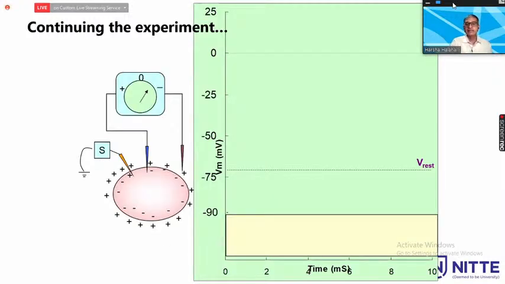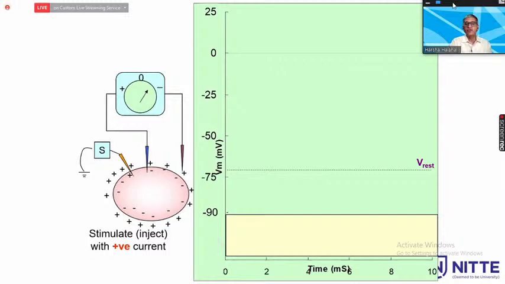Now, continuing this experiment a little forward, if you introduce a third electrode and inject current, positive current, or withdraw positive current, it's interesting to see that the membrane potential shifts upwards when you inject positive current.